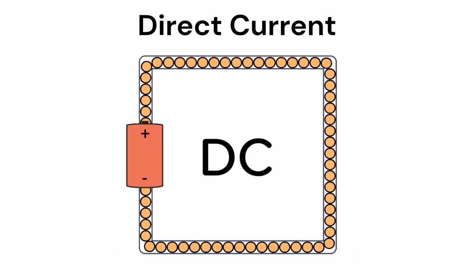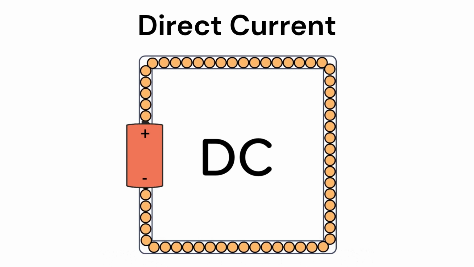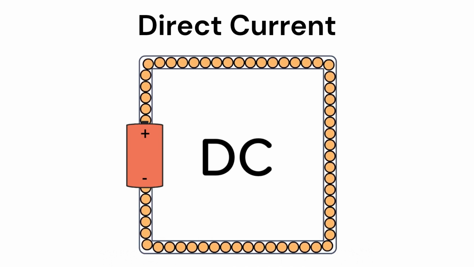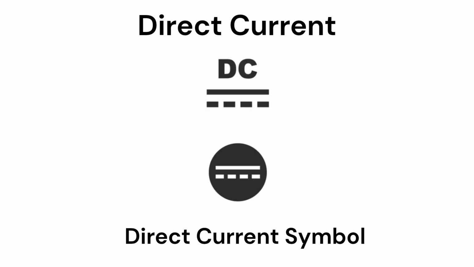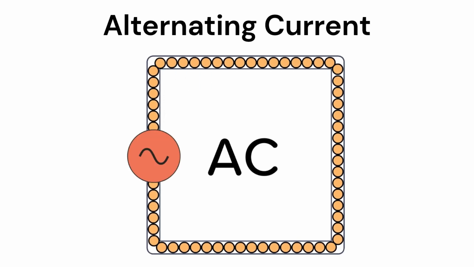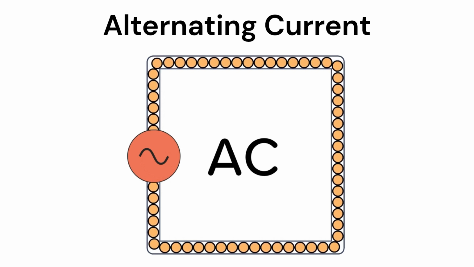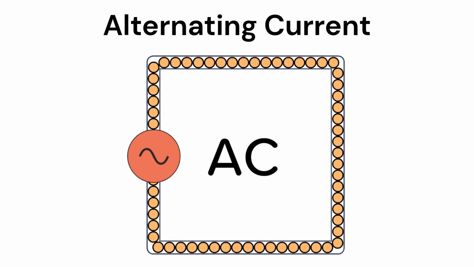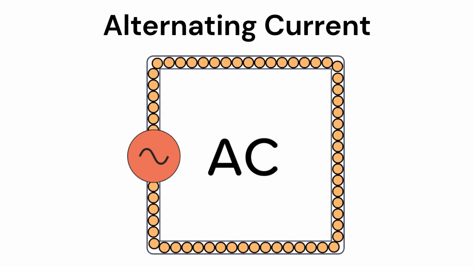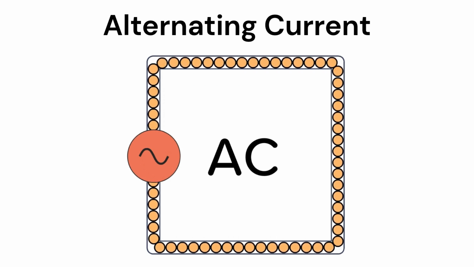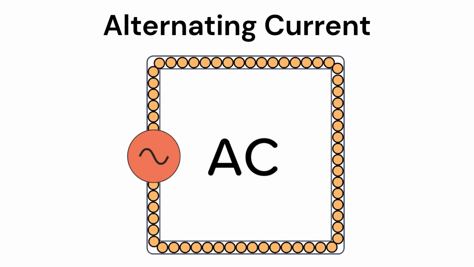The direct current or DC has the electrons pass only in one direction within the conductors. That's why it's called direct current. Direct current is represented with the symbol of a straight line with some dotted lines beneath it. The alternating current or AC has the electrons pass back and forth many times every second. That's why it's called alternating current, because the current is the flow of electrons and the electrons alter their way.